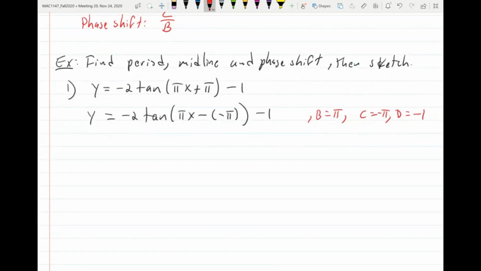All right, so with this information, we are ready to write down the period. We can write the midline, and we can write the phase shift.